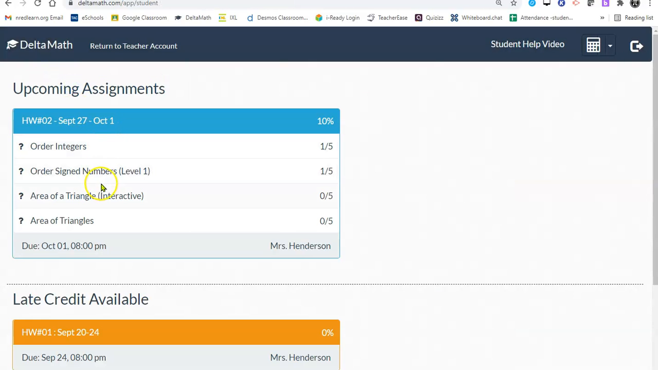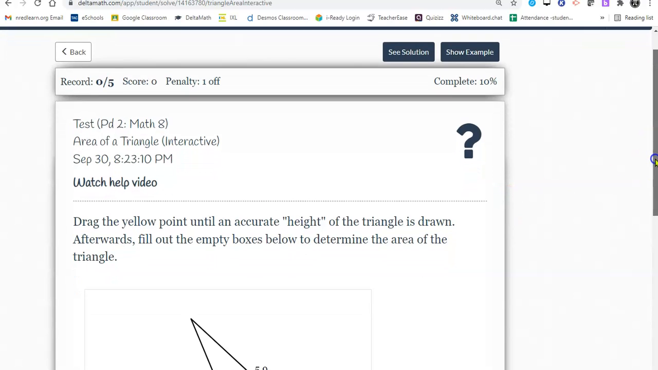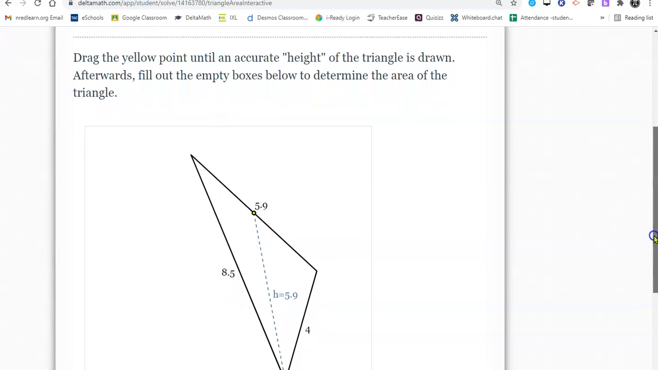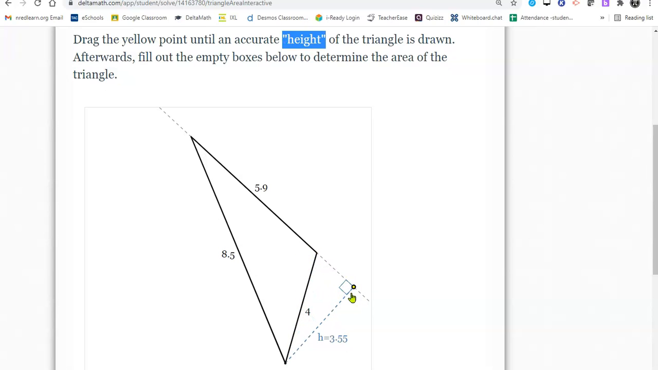The third one asks you about triangles. This one asks you to specifically drag the yellow point until an accurate height of the triangle is drawn. So something important for you to understand. The height of a triangle must be a 90-degree angle. So as you're moving this yellow point, you need to move it to a place where you can get a 90-degree angle. Just like that.